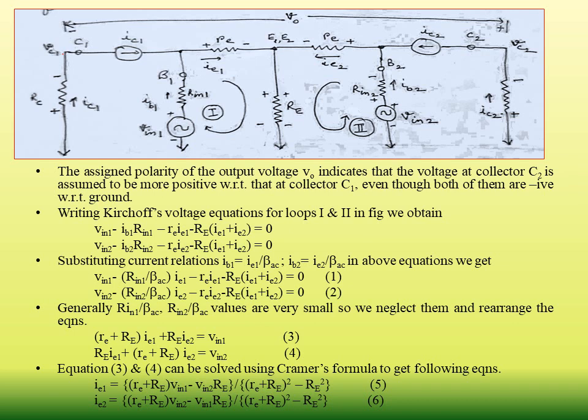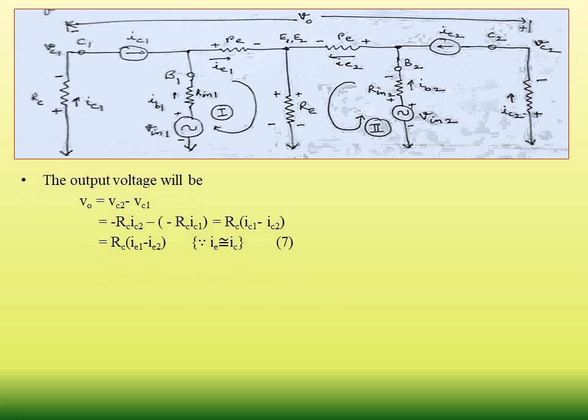Now we have calculated IE1 and IE2. Now we will calculate the output voltage. Now see in the diagram, we have to calculate output voltage. Now we have considered C2 to be more positive with respect to C1, so output voltage will simply be Vc2 minus Vc1. Now what will be Vc2?